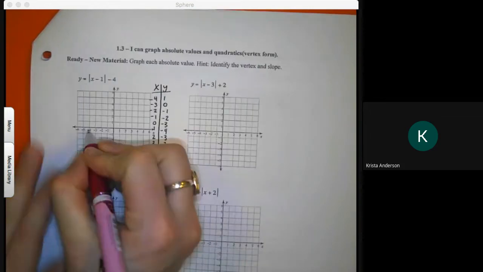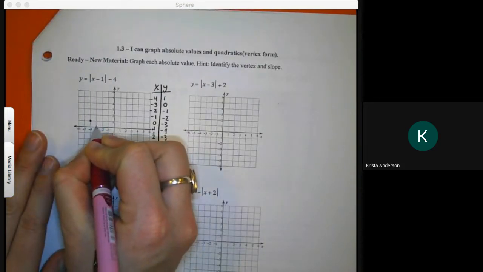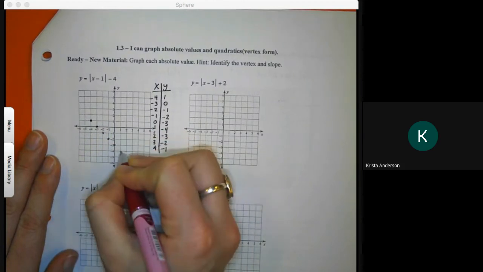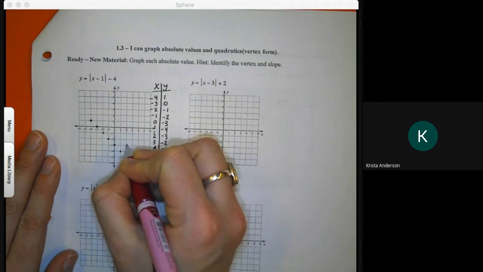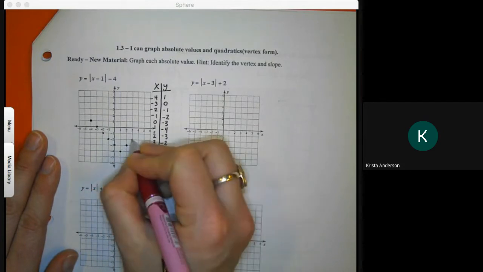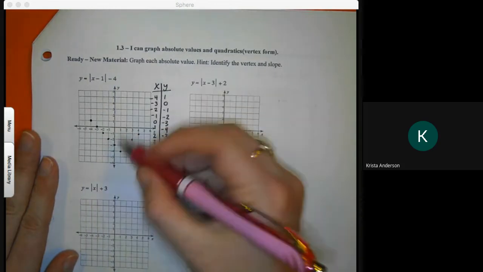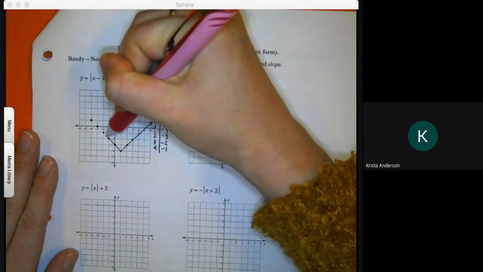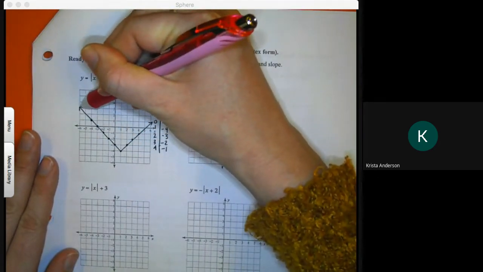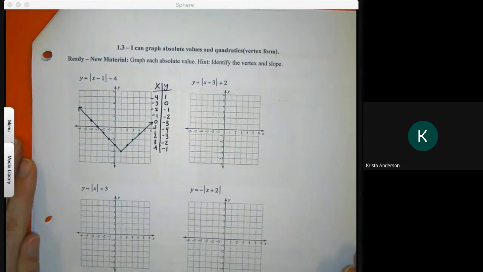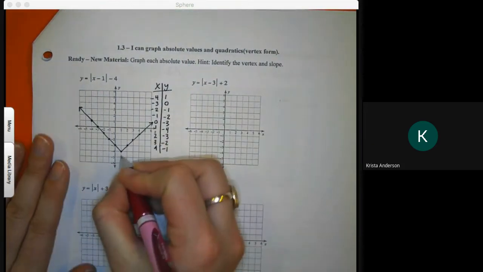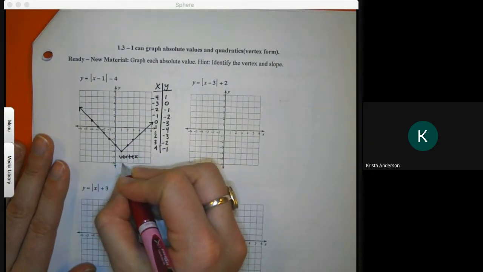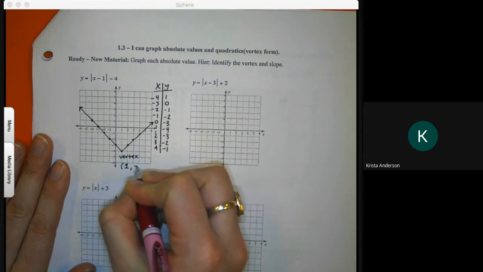-4 is up 1. -3 is at 0. -1. -2. -3. -4. Then it's at -3. -2. -1. It's going to make a V shape. The vertex, that center of the V, is at 1, -4.